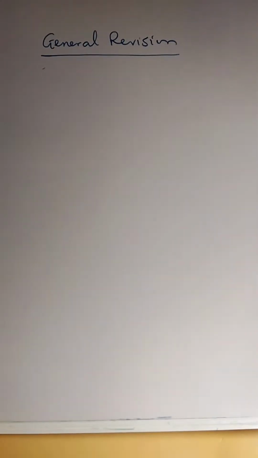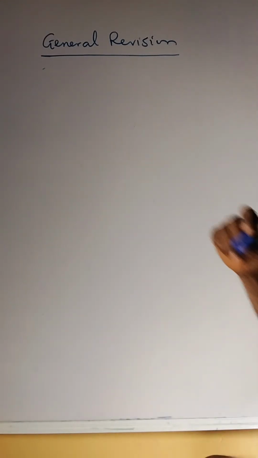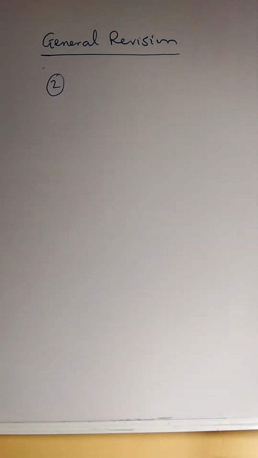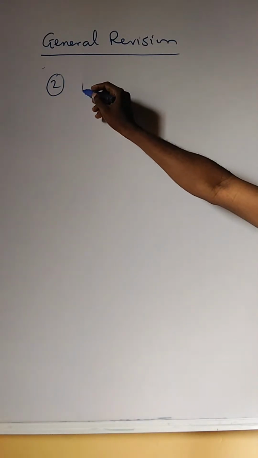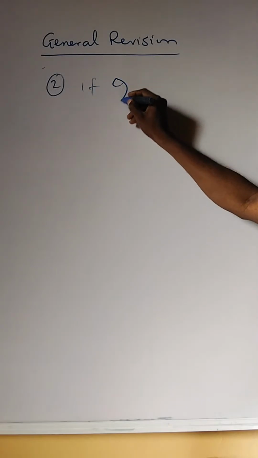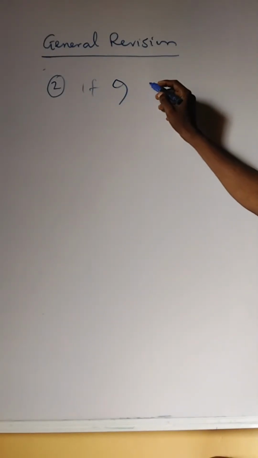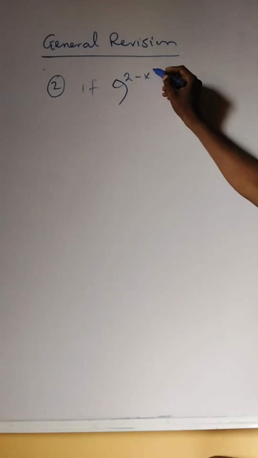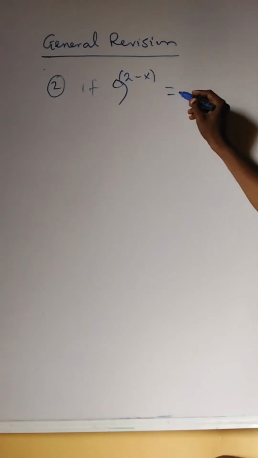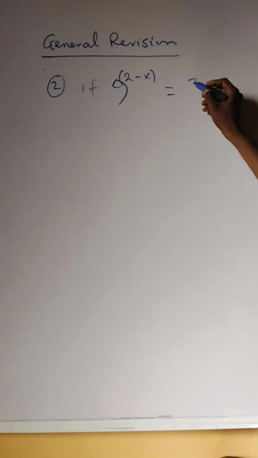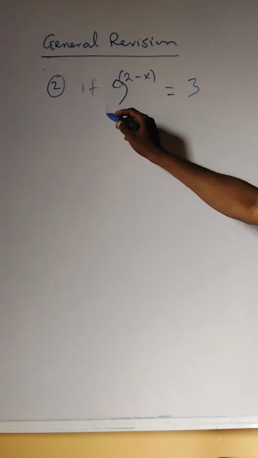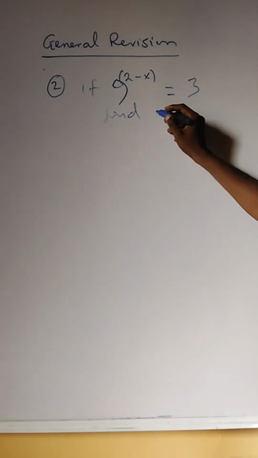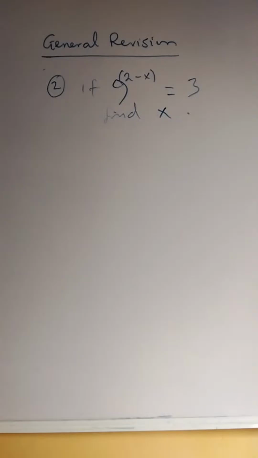All right, let's look at the second question here. This one is a simple indicial equation, and we tag it as question number 2. We're going to say if 9 raised to the power 2 minus x is equal to 3, find the value of x. So it's just a simple indicial equation, by the way.